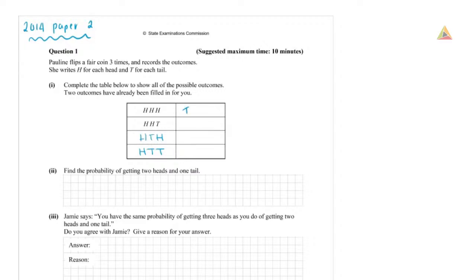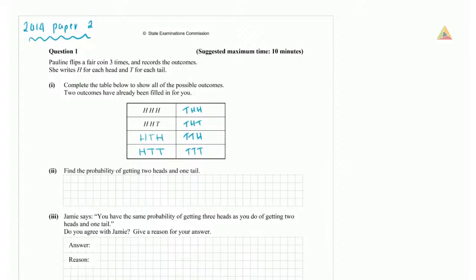So tail, heads, heads would be an option. Tail, heads, tail would be another option. Tail, tail, heads would be another option, and then finally rolling 3 tails. And you just have to think about these, and it's handy when it's giving you a table like that, because it's a hint that there are only 8 possibilities.